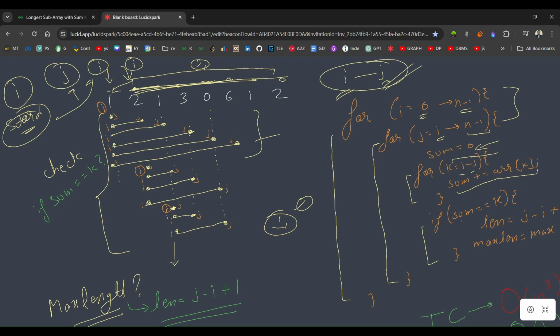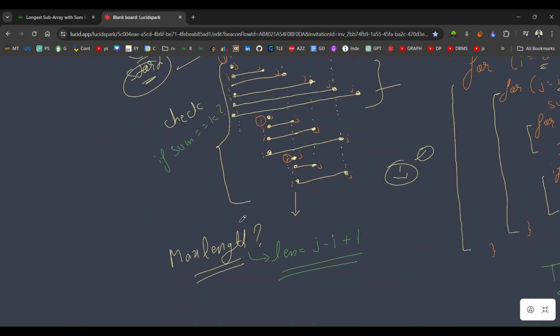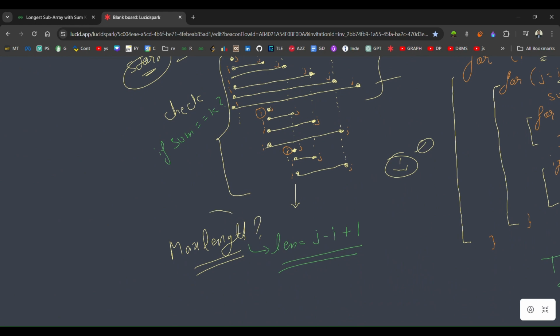And here I'm checking if the sum is equal to k or not. If it is, then get the length. Now we need to find the maximum length, right? We need to find the maximum length. So first of all, let's see, given i and j, how to find the length. It will be j minus i plus 1.